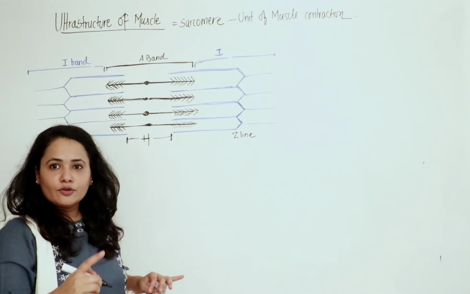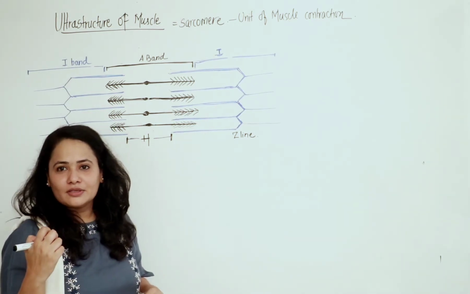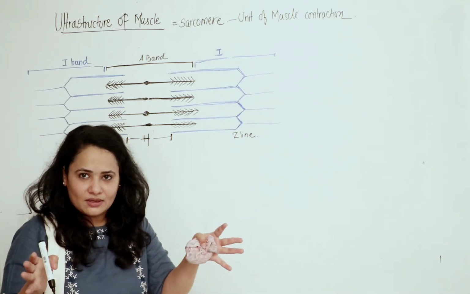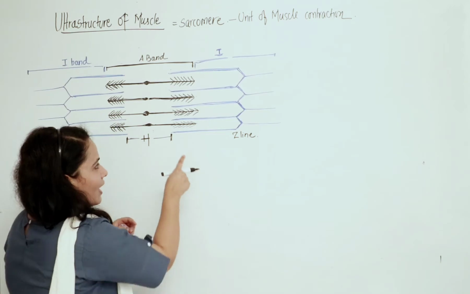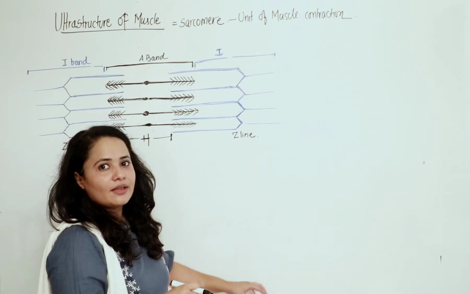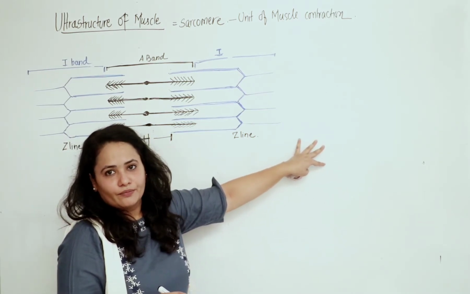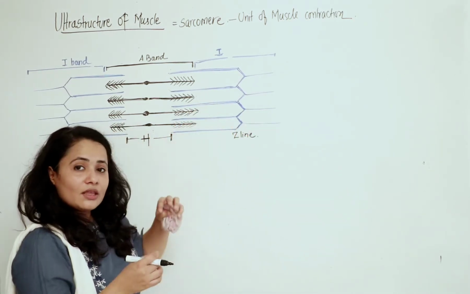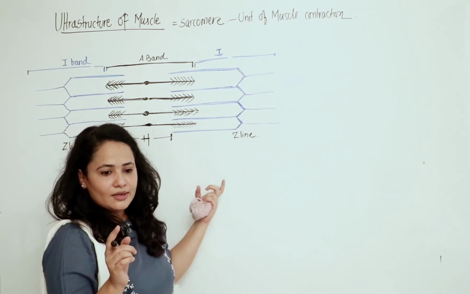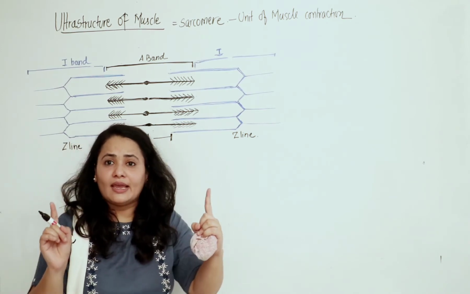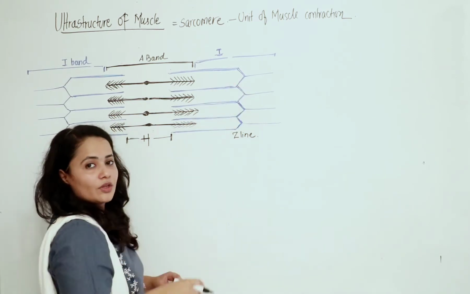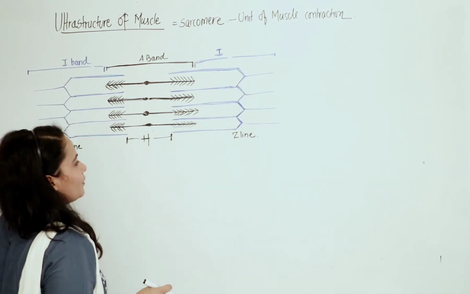Many of the students are confused between bands and filaments. Remember that a band is the space and filaments are the structures inside. Remember this. We have studied that this is the thin filament and this is the thick filament, whereas these thin and thick filaments make up the bands. So a band is basically a space, an area, but a filament is these structures. So let us talk about the sarcomere.